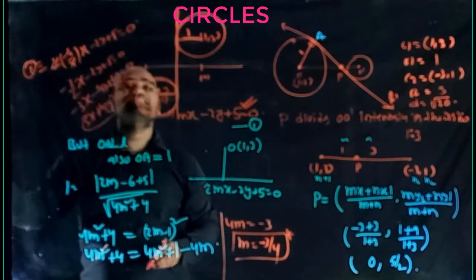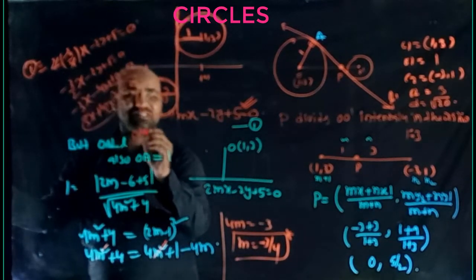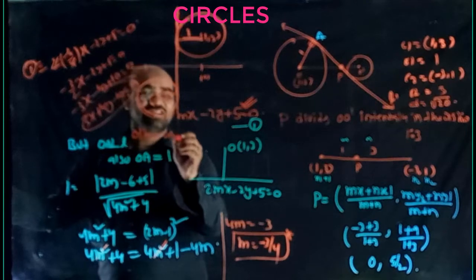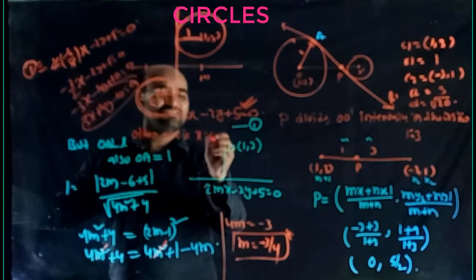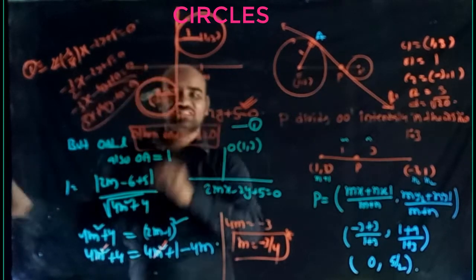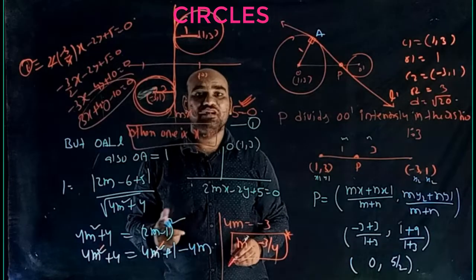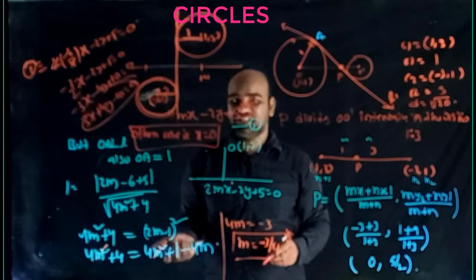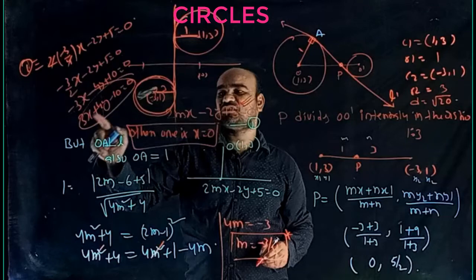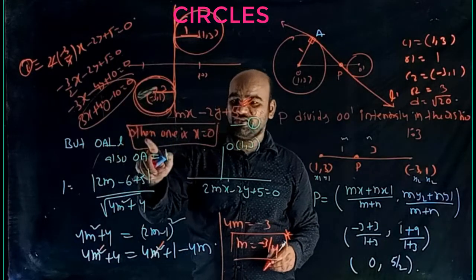Another one is x = 0, the equation of the y-axis. So I found two transversal common tangent equations. One of them is 3x plus 4y minus 10 equals 0. Another one is x equals 0.